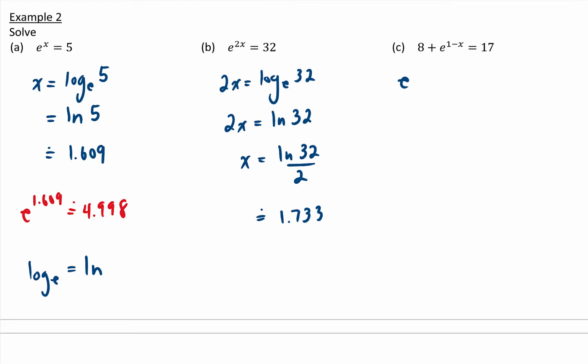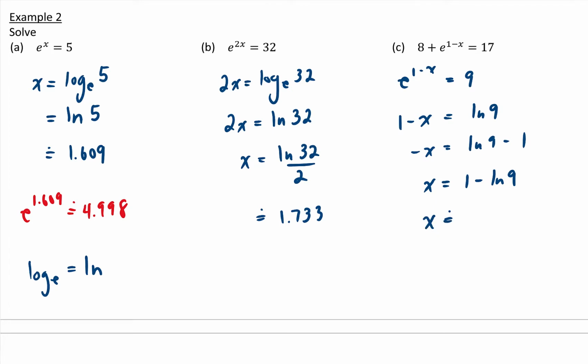So first of all, I'd subtract 8 from both sides. So I get e to the exponent of 1 minus x is equal to 9. Then I'd get 1 minus x is equal to the natural logarithm, or the ln, of 9. So negative x equals ln 9 minus 1. And therefore x equals 1 minus the natural logarithm of 9. Using your calculator, you should get that x is approximately equal to negative 1.197.